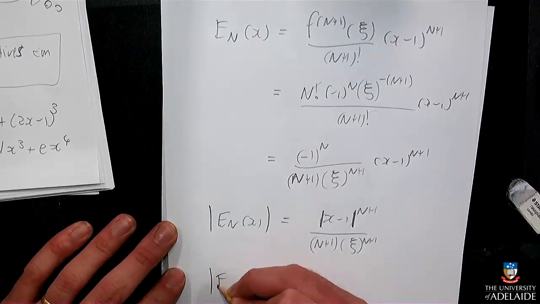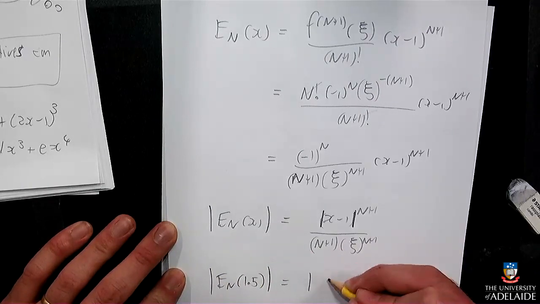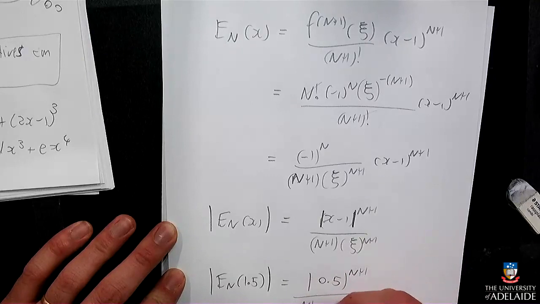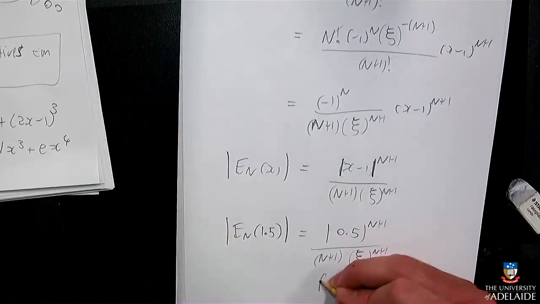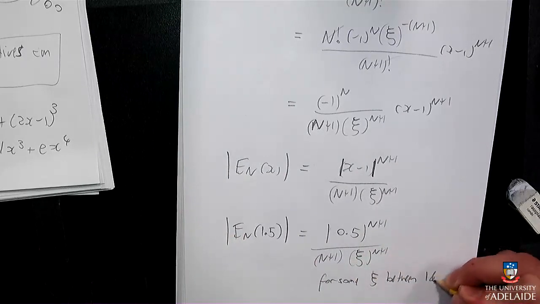So let's see, just for the final thing, 0.5. Oh, and that's what we have. For some psi between 1 and 1.5.